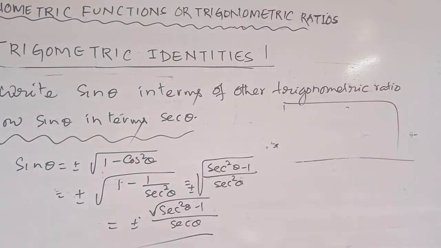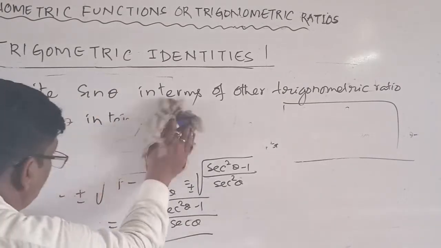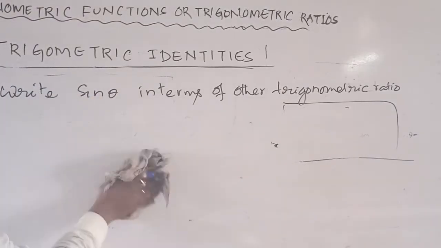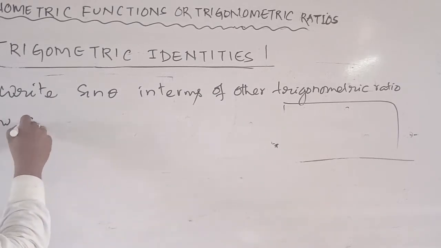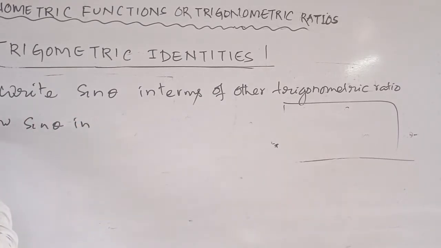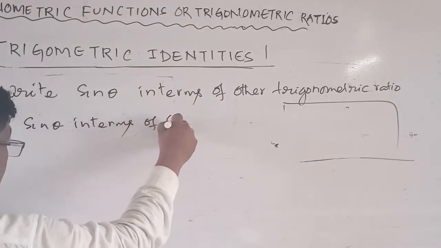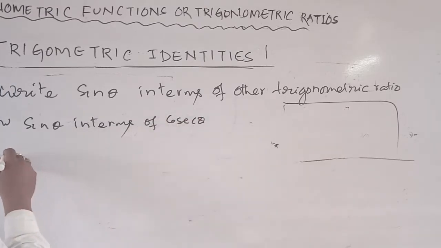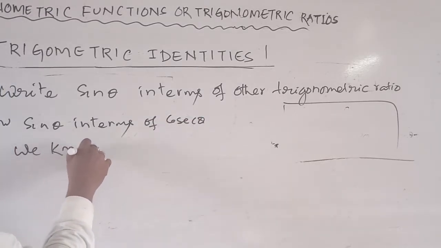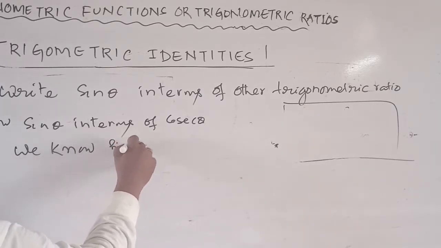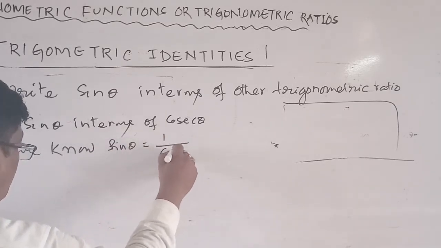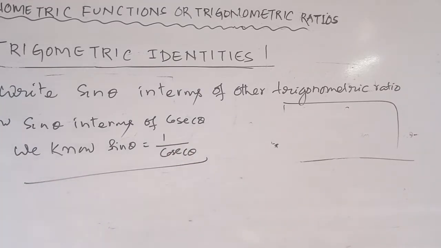Now sin theta in terms of cosec theta. This is the fifth one. We know sin theta is equal to 1 by cosec theta. Okay. These are the conversions of the trigonometric functions from one to another.